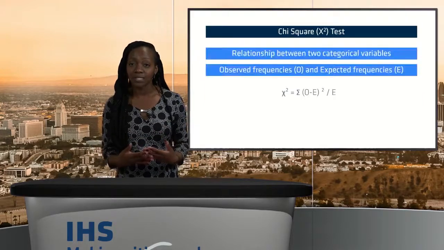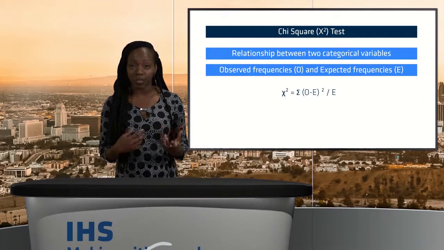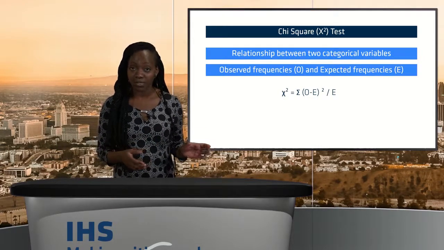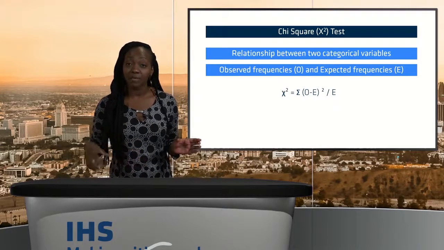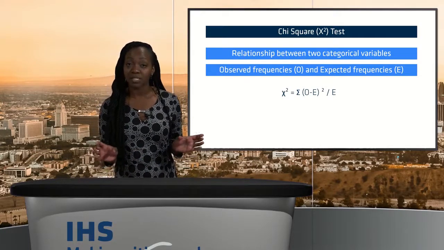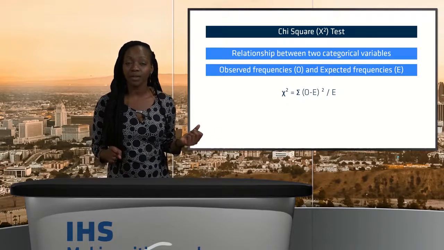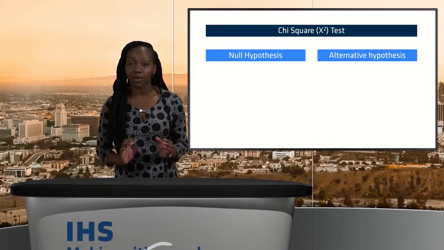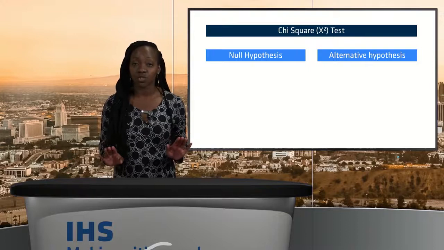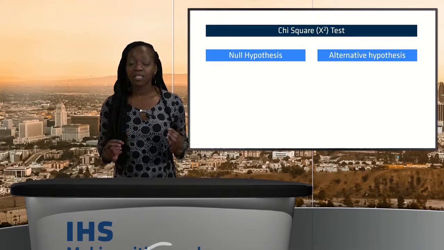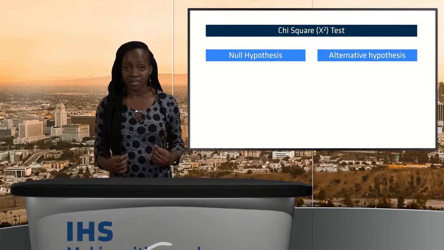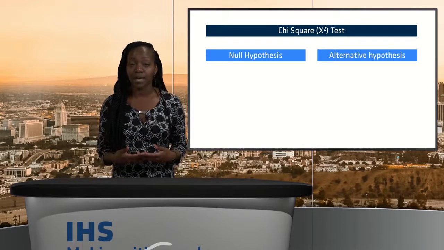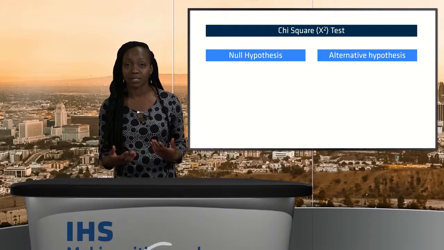The chi-square tests whether there is a relationship between 2 categorical variables. You test if the observed frequencies are significantly different from the expected frequencies with the statistical formula shown here. When performing an inferential test, you begin from a point of unknown, meaning that there is no relationship between the variables. This is what is called a null hypothesis. The opposite, which would mean that there is a relationship between the variables, becomes the alternative hypothesis.